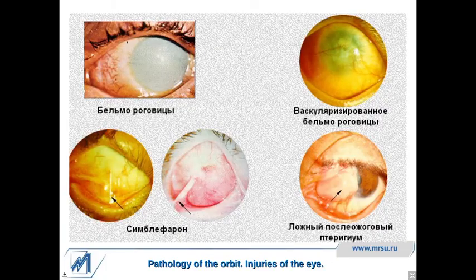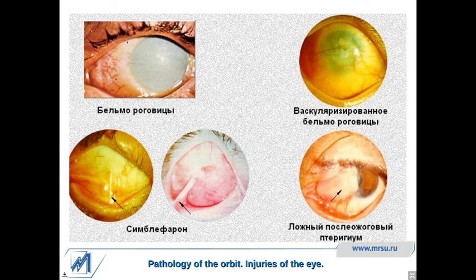Pictures. Here you see some complications after burns. The first picture with a white cornea can be the fourth stage of the burns, and it can be the result of burns: the leucoma of the cornea. On the second picture on the upper line, you see the leucoma of the cornea with vascularization, with neovascularization of the leucoma.